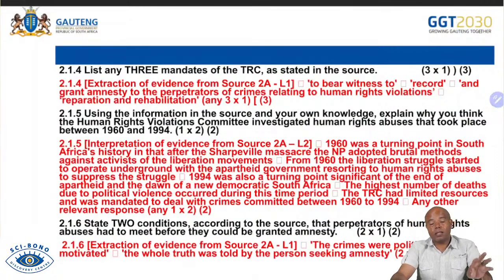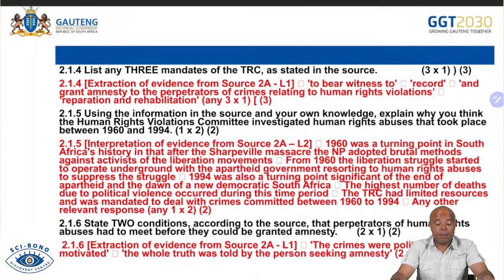So we need to understand when it says source and own knowledge. Then let's go to 2.1.6: state 2 conditions, according to the source, that perpetrators of human rights abuses had to meet before they could be granted amnesty. Look at the mark allocation, 2 times 1. It means provide 2 answers, 1 mark each.